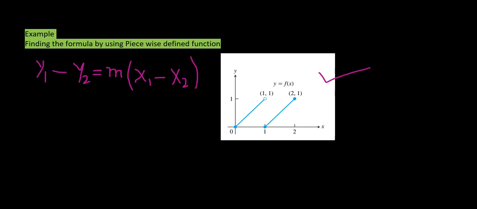So we will use the first part of our graph that starts from the origin and goes to 1 and 1. That will be our abscissa and ordinate. We will use these points to find the slope of our function.